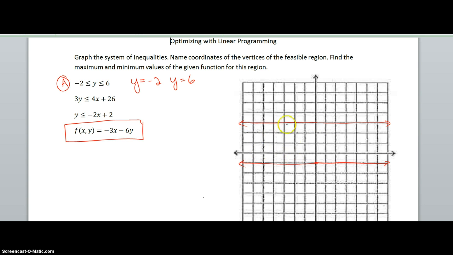Okay, easy enough. Now I need to shade my region. So y is greater than or equal to -2, but it's less than or equal to 6. So I'm going to shade where it's greater than -2, so this area here, but it's less than 6, so this area down here. So I'm going to shade this. Let's just shade this one in yellow.